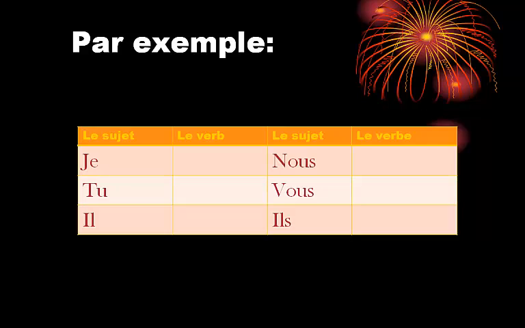So the best way to understand this is to see an example. So let's take the verb parler, which we know means to speak. Parler, written like that, is the infinitive. When we see it written like that, it's translated as to speak. But if we want to say I speak, or you speak, or he speaks, we have to first find the stem and then add the right ending for each of the subjects.